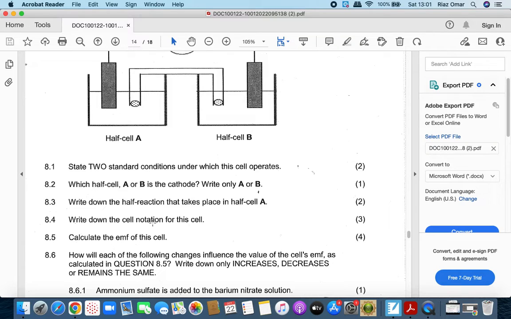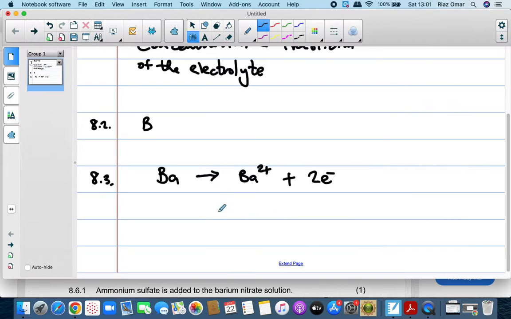Write down the cell notation for the cell. So here we've got barium becoming barium 2 plus. Here we've got copper 2 plus becoming copper. So let's write that down. 8.4. So we've got barium becoming barium 2 plus, right, and then we've got the salt bridge, and we've got copper 2 plus becoming copper.